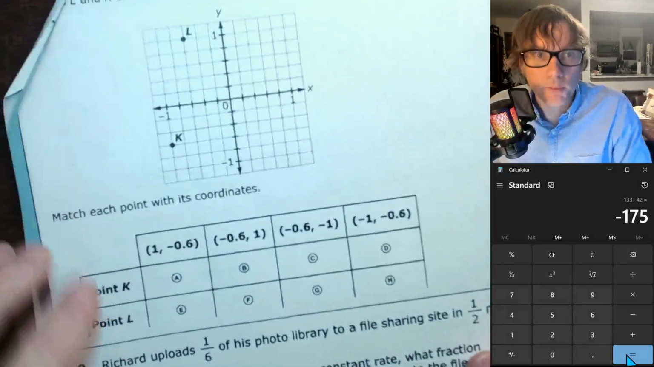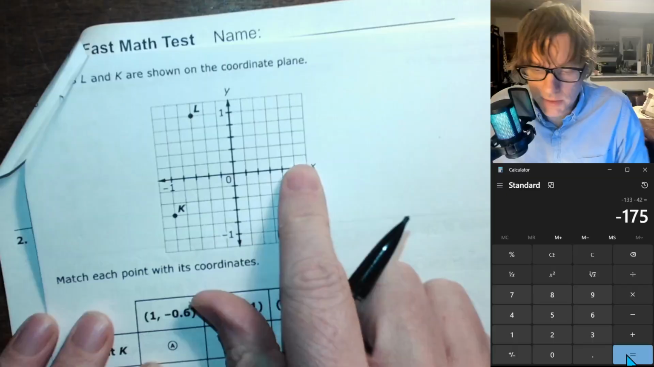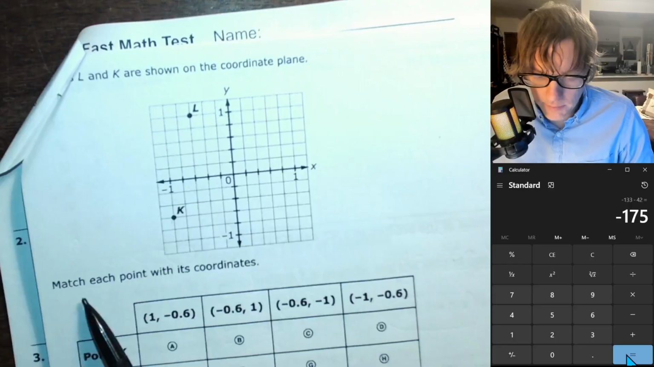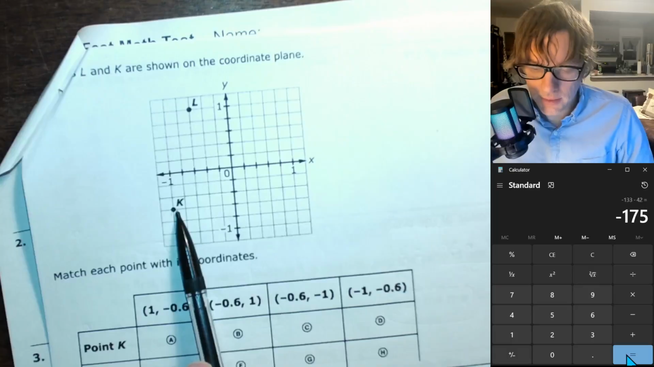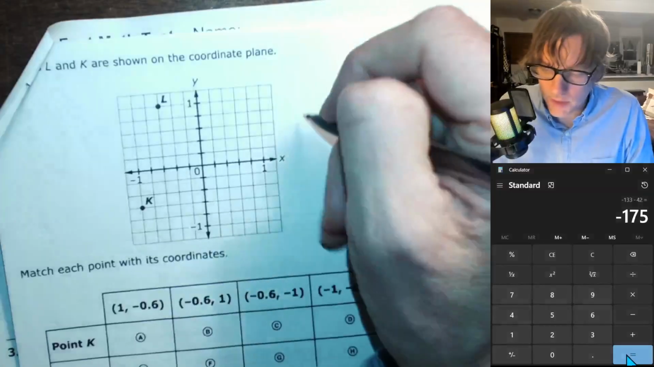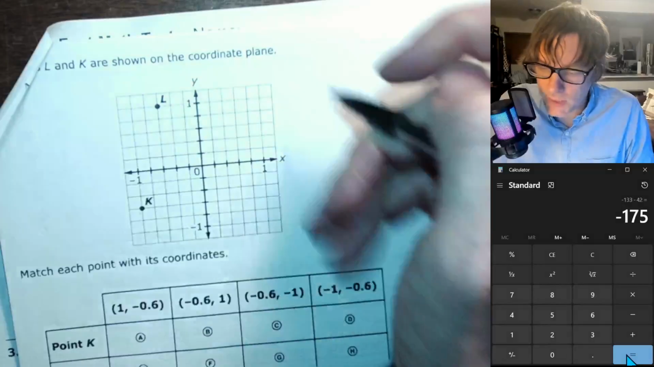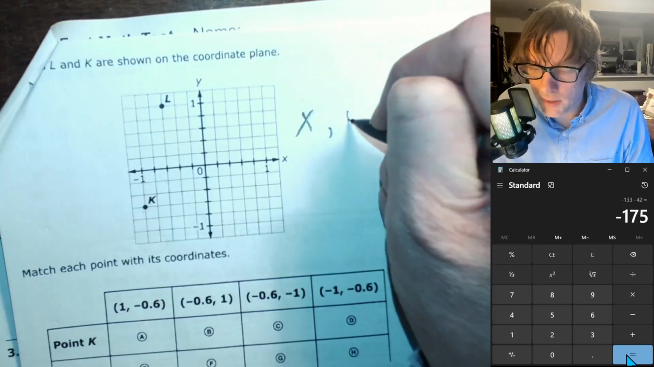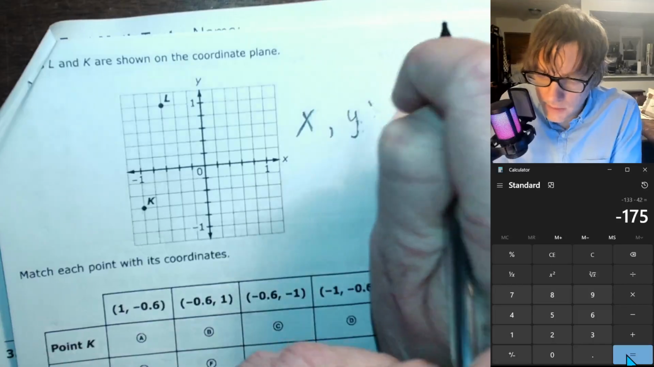And we are on problem number 8. All right. So it looks like we've got a coordinate plane. We've got some points here. And it says match each point with its coordinates. Well, here's point K. So the first thing before we do this, you have to memorize this, all right? You've got your x-axis and you've got your y-axis. X goes first in a coordinate point. Y goes second.